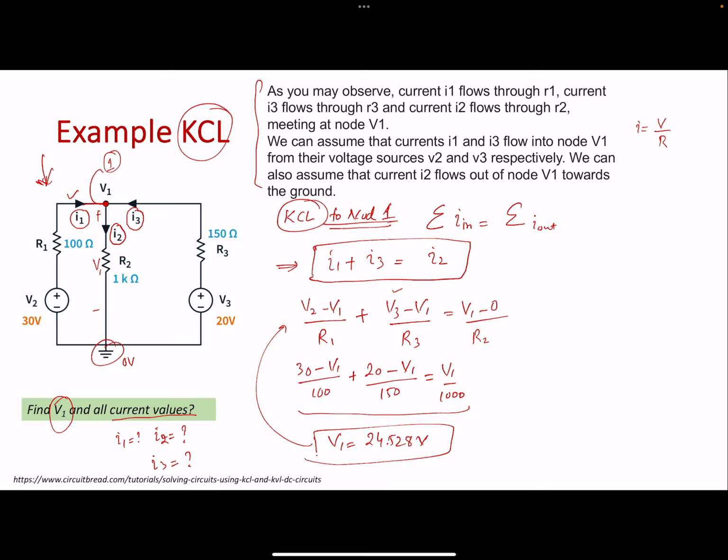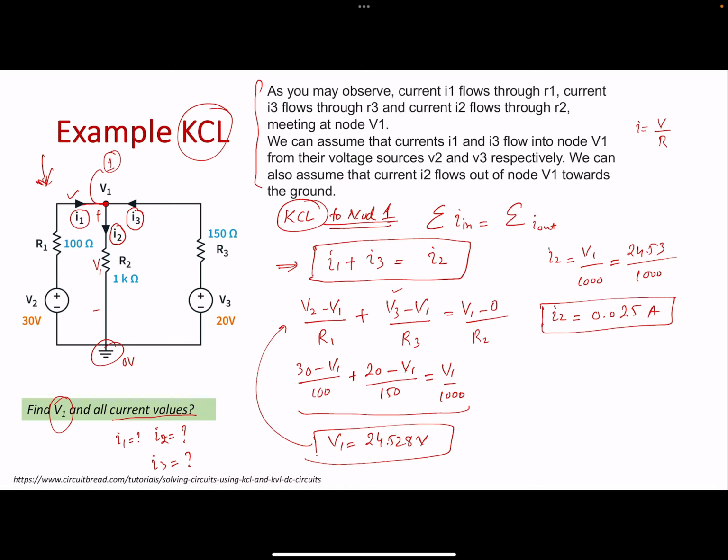Let's start with the value of I2. I2 is the easy one, which is just V1 over 1000. We know the value of V1, 24.528, or 25 simplifying, divided by 1000. I2 comes out to be 0.025 amperes. So this is the value of the current.